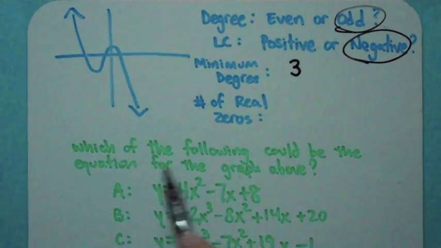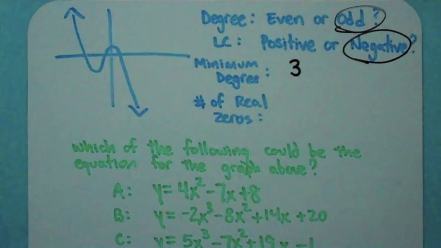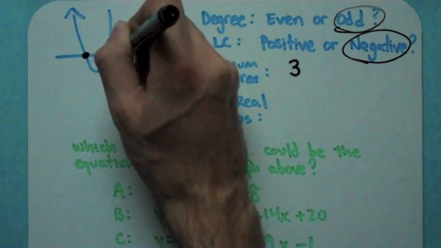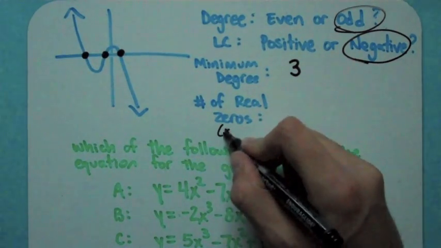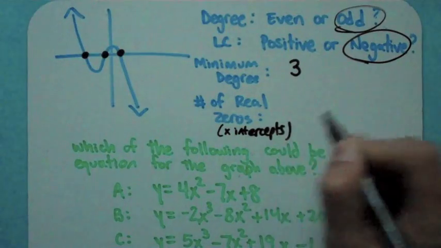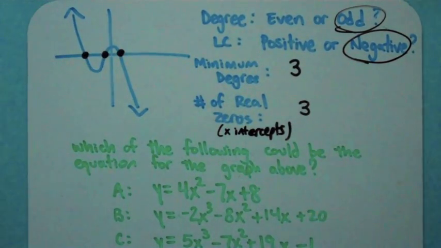This last thing here is a review from a previous video. A real zero, remember, is like the x-intercept on the graph. So this graph has 1, 2, 3 x-intercepts. Real zeros is talking about the x-intercepts, and there are 3 of those as well.